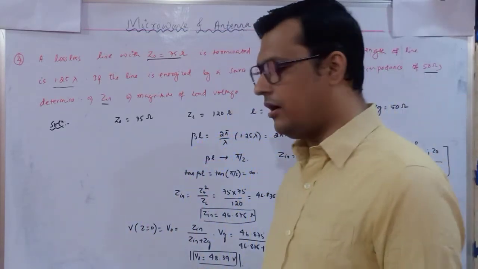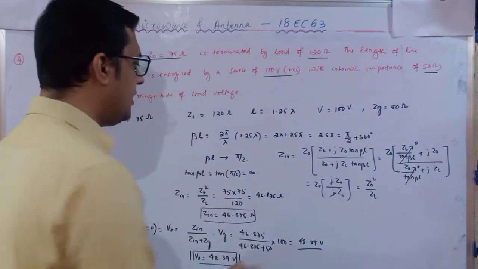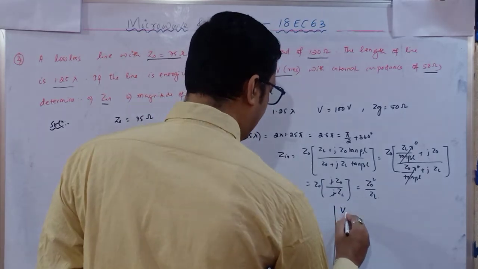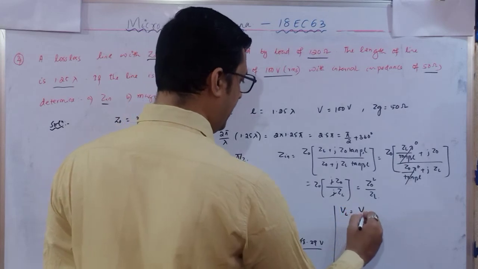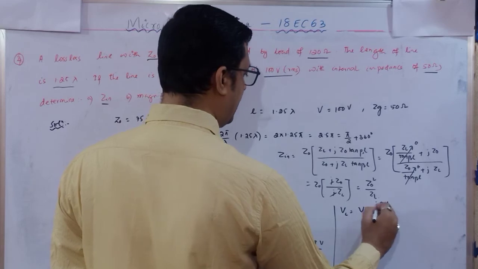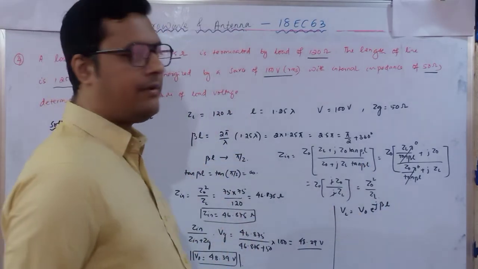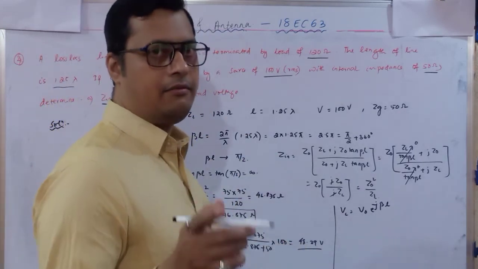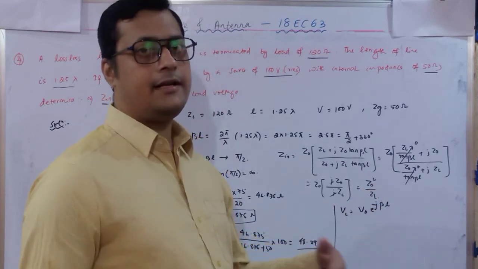Now once this V0 is known, next you have to calculate the load potential. So for the load potential VL, the formula is the same. VL is equal to V0 e to the power j beta L minus j beta L. Now as we know that beta L is pi by 2, only the positive half we are going to identify, that is, cos of 90 degrees is 0 and sin of 90 degrees becomes 1.